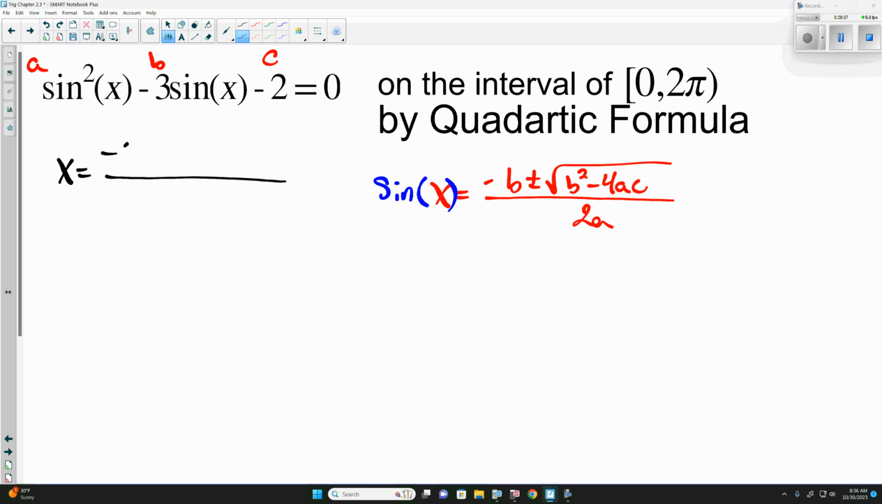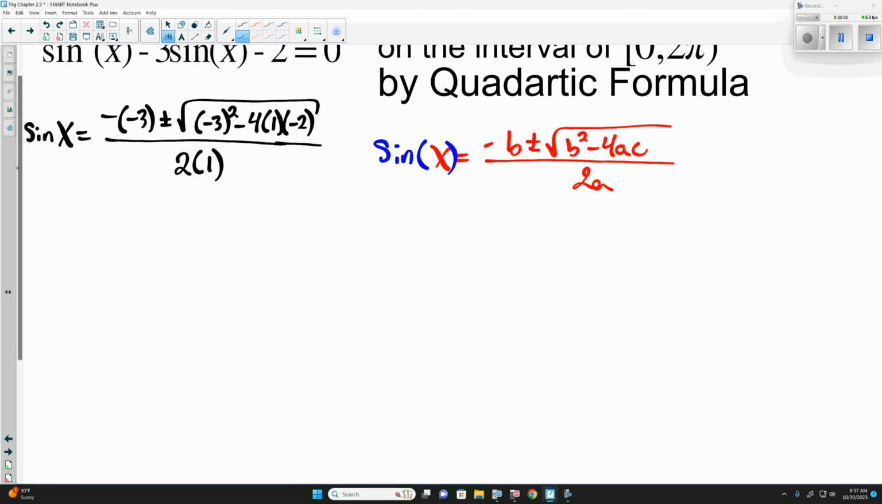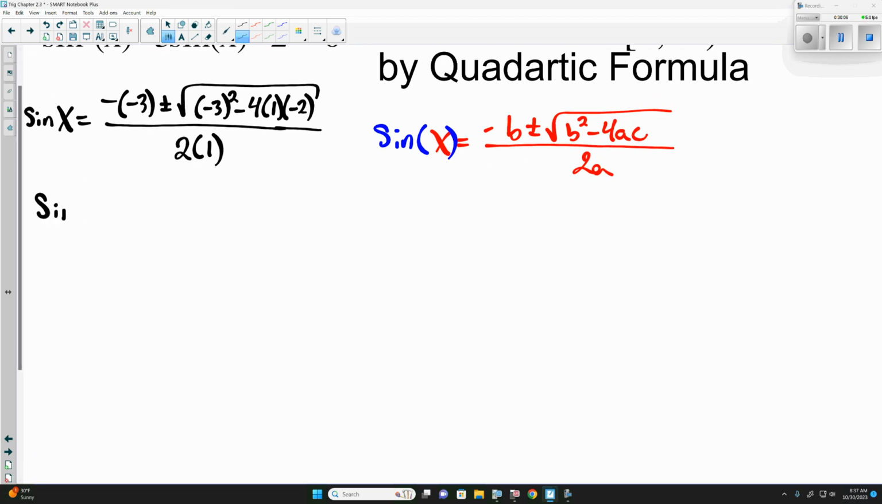So we have our negative b, negative 3, plus or minus the square root of negative 3 squared minus 4 times a times c, all over 2a, because a, the number in front of sine squared, is 1, b, the number in front of sine, is negative 3, and c, our constant term, is negative 2. And we would have sine of x, not x.